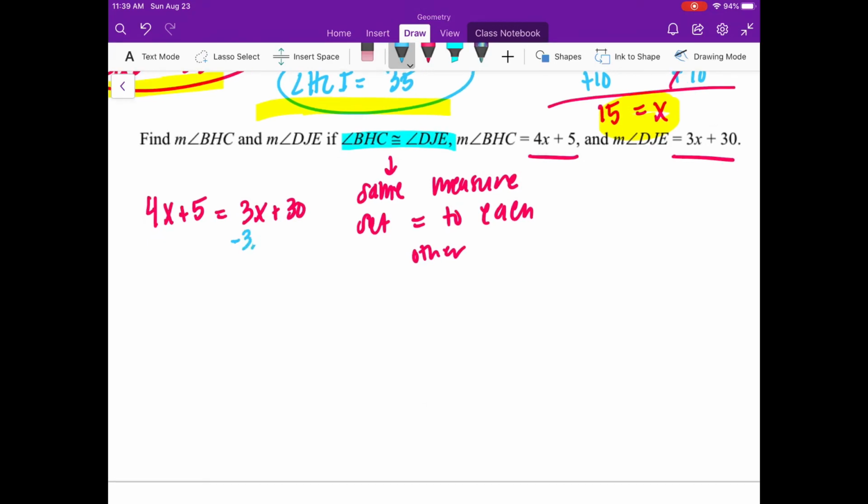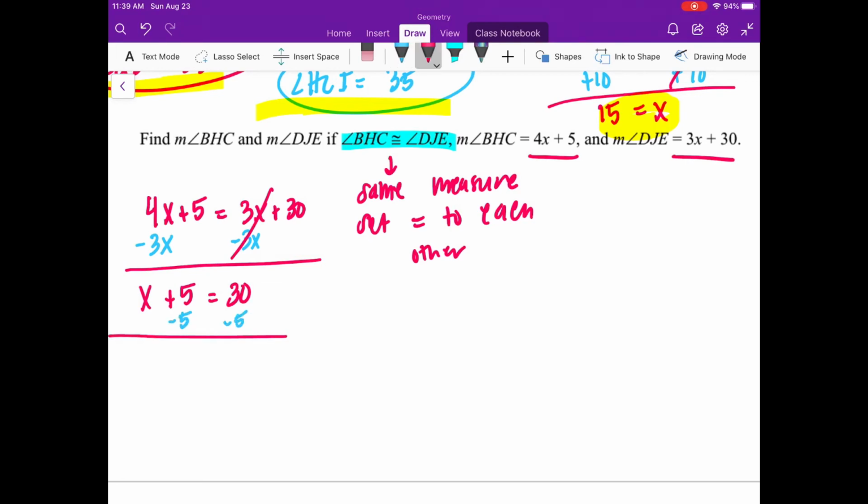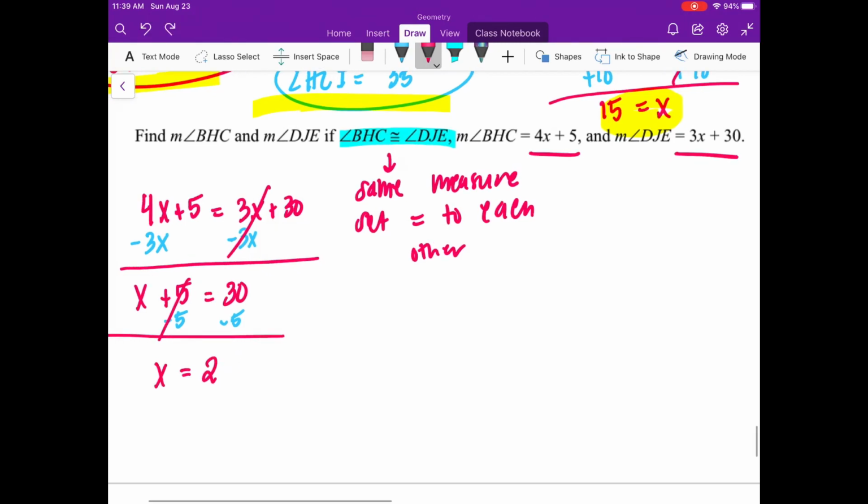Same idea as the last one. We want to solve for x. So you want to subtract 3x. And we want to move the 5 to the other side. So we're going to subtract 5. And we get x equals 25.